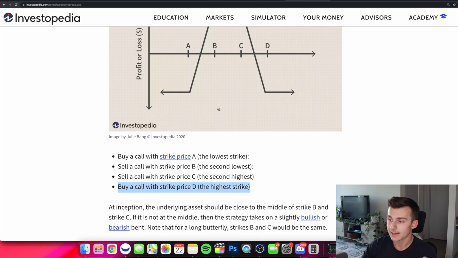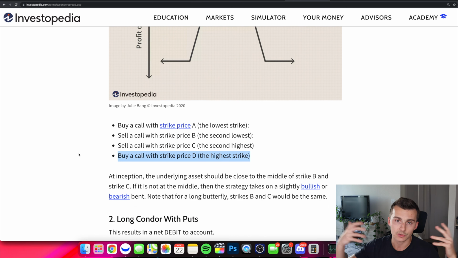However, if it's not, let's say it's skewed and the underlying stock price is around B or closer to C, then you might have a strategy that takes on either a bullish or bearish bend in this case. So you need the stock to move a little bit in one direction, but stay between a certain level for you to make money, okay?